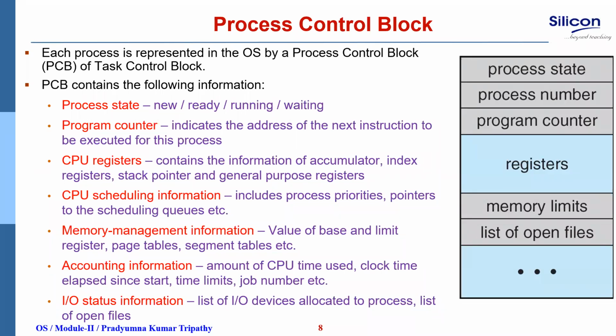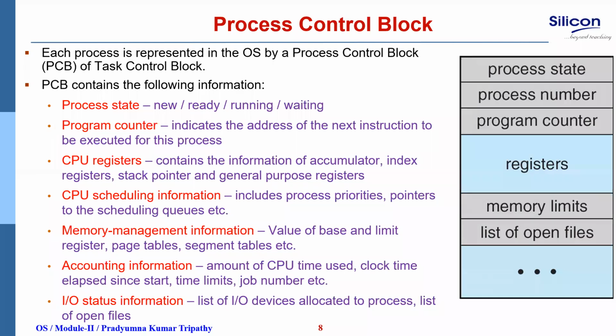The process control block also contains the CPU registers. What are these CPU registers? They contain the information of the accumulator, index register, stack pointer, and some general purpose registers. The contents of those registers are also kept, because you are executing a program. That program might be using an index register, an accumulator, a stack pointer, or some other registers. That information is kept in the process control block.